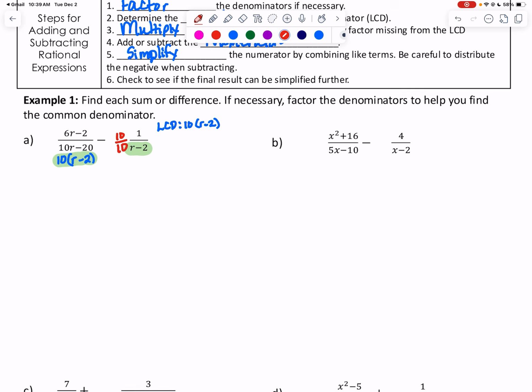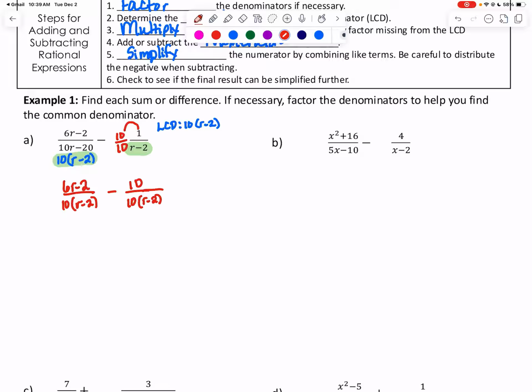by 10. Now notice when I multiply by 10 over 10, 10 over 10 is equal to 1, so I'm not changing the value of the expression at all. Now let's rewrite these two fractions. My first fraction would be 6r minus 2, and keep your denominator in factored form, 10 parenthesis r minus 2, minus, on my second fraction, I multiply this 1 times 10, which would still be 10. And then when I multiply the 10 and the r minus 2, I get 10 parenthesis r minus 2.